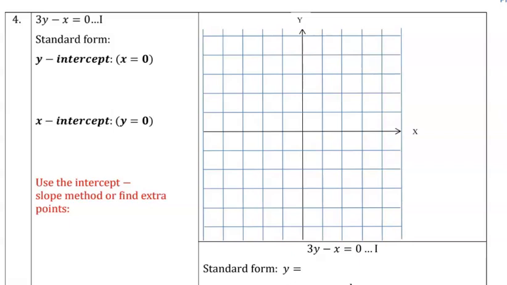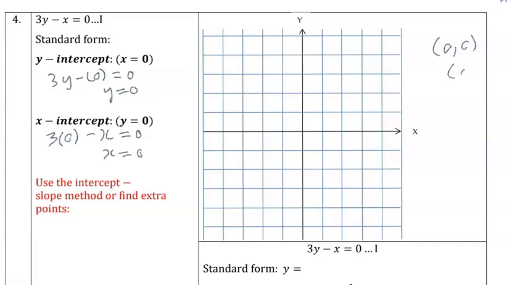Now we come to number 4, and if I do the same thing and I work out my y-intercept, then I get 3y minus x is equal to 0. So I will get y equal to 0. So I'll get the coordinates 0, 0 here. And the same will happen here, because if I make y 0, I get 3 times 0 minus x equal to 0. So x is also 0. So we have only the point 0, 0. That's all we have.